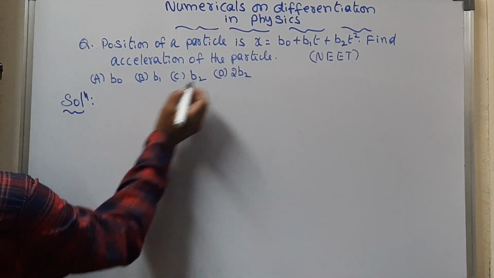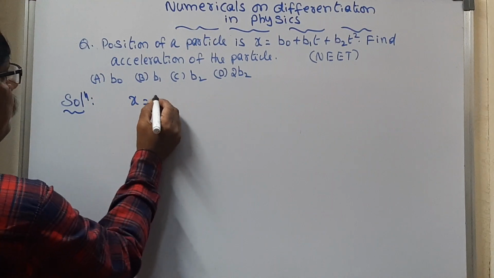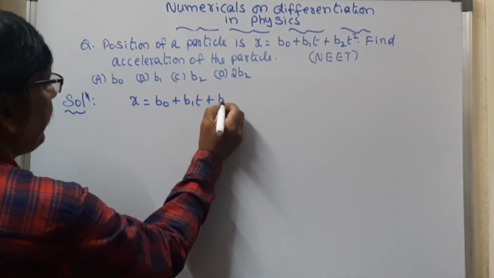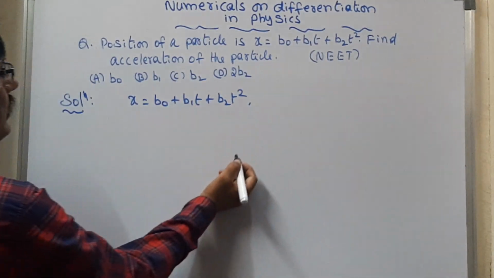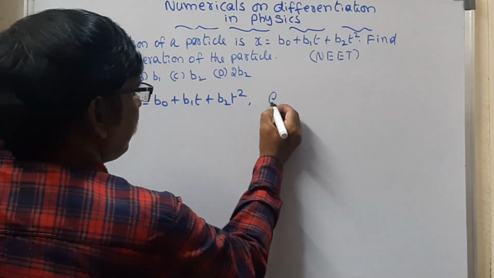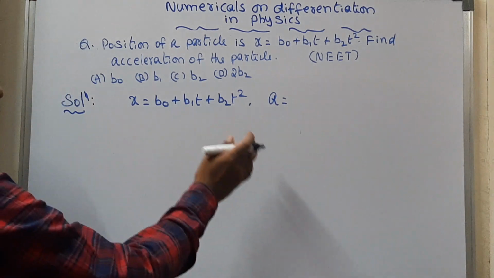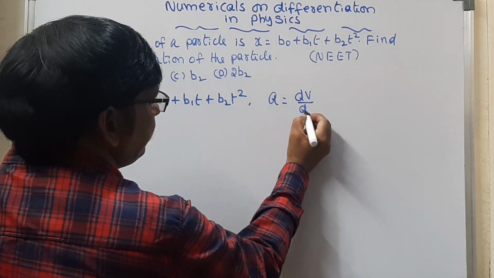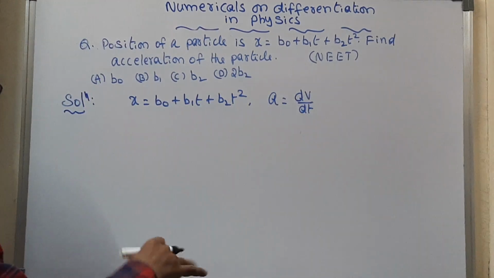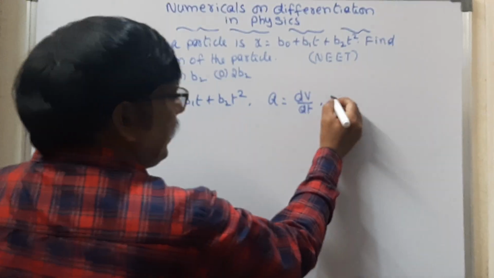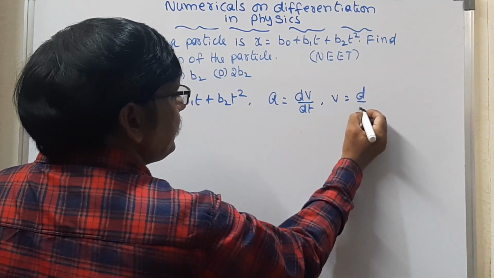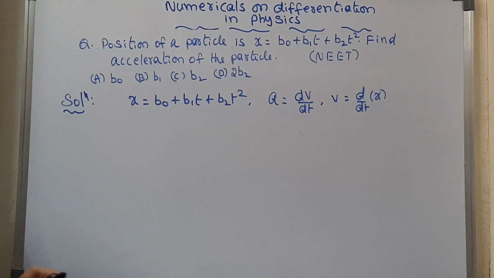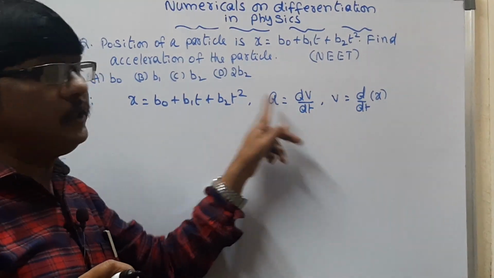Here, first write x is equal to b0 plus b1t plus b2t square. What is asked to find out? It is asked to find out acceleration. How can you find out acceleration? The acceleration formula we have is a is equal to the differentiation of velocity with respect to time. And how can you find out velocity? Velocity is equal to the differentiation of distance, or displacement, or position, with respect to time. So these two formulas we can apply to solve this sum.